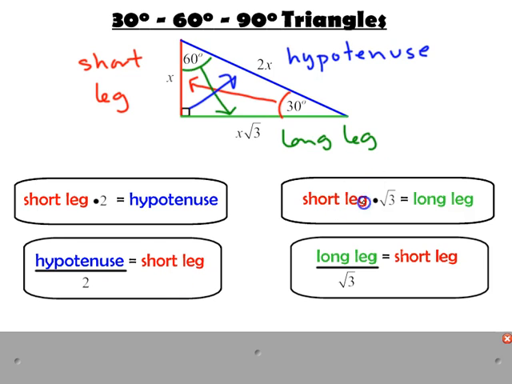The short leg times the square root of 3 will give you the long leg, and the long leg divided by the square root of 3 will give you the short leg. So if you just remember these relationships, then you'll be fine. And again, keep in mind that you cannot go directly from the hypotenuse to the long leg. You're always going to need to go through the short leg first.